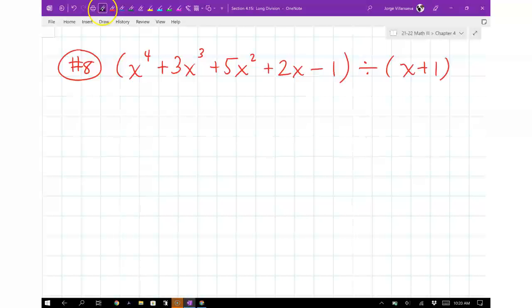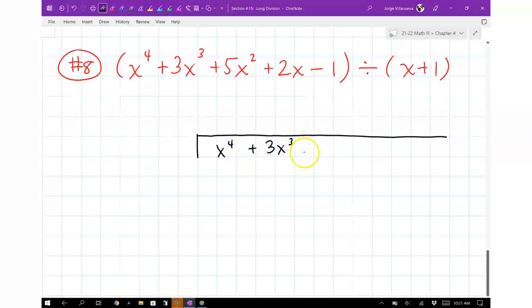So here we go. Let's set this up. All right, so we got x to the 4th plus 3x cubed plus 5x squared plus 2x minus 1, and on the outside, x plus 1. Now, as bad as this one looks, it's actually not that hard because the binomial that we're dividing by, x plus 1, is pretty easy. There's no number in front of the x. It's just an x plus 1.